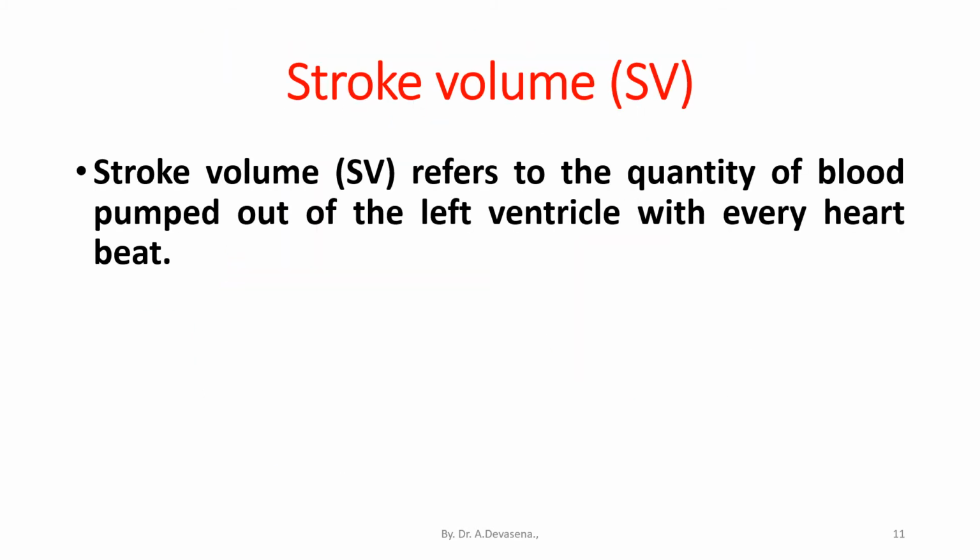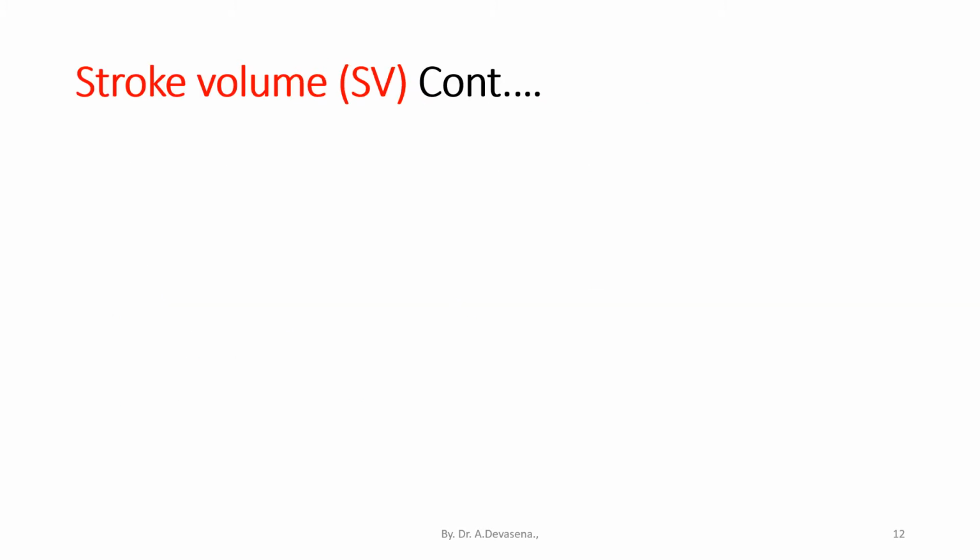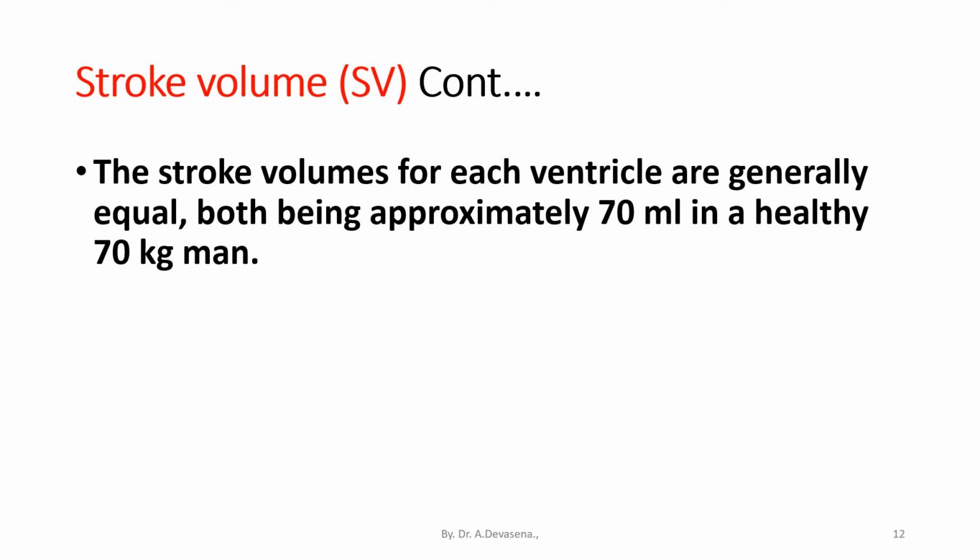Stroke volume, SV, refers to the quantity of blood pumped out of the left ventricle with every heartbeat. The exact volumes are not easily measured, so they are often estimated based on what we know about the stroke volume and the factors that it affects, such as blood pressure, which we can measure. Stroke volumes for each ventricle are generally equal, both being approximately 70 ml in a healthy 70 kg man.